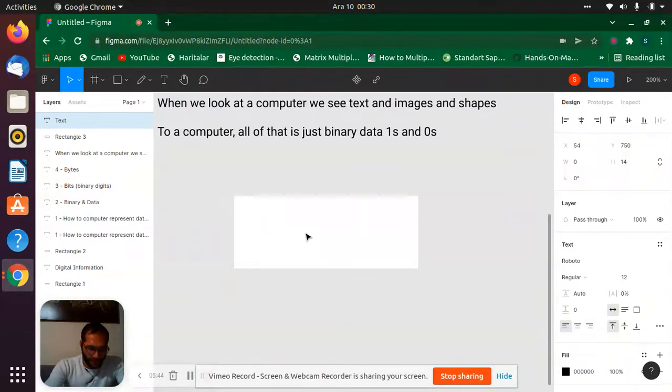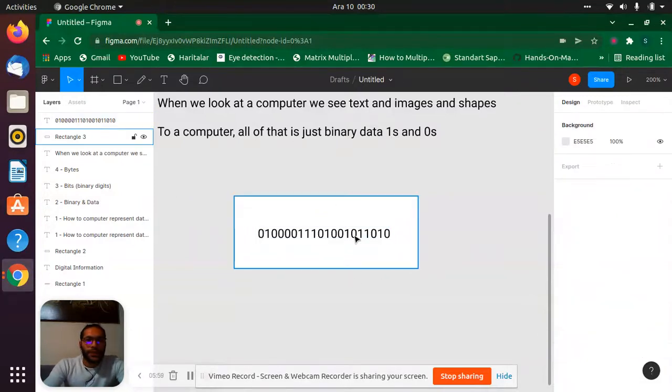So like 0, 1, 0, 0, and 0, 0, 1, 1. And 1, 0, 1, 0, 0, 1, 1, 0. Something like that, okay? It can go through this way. So this is the main subject.